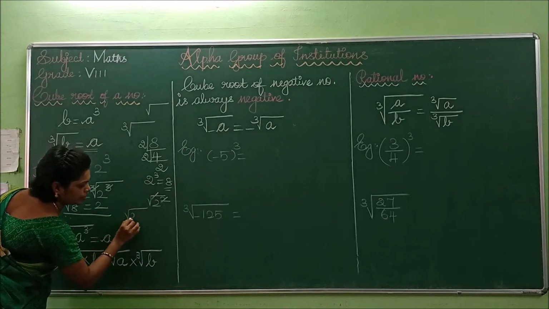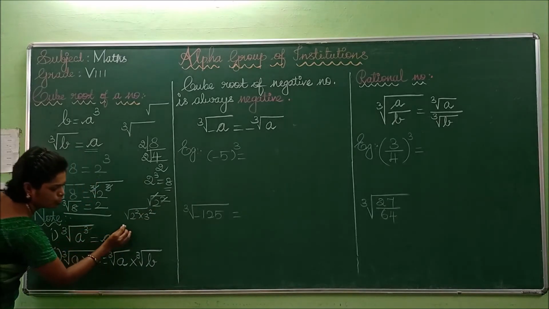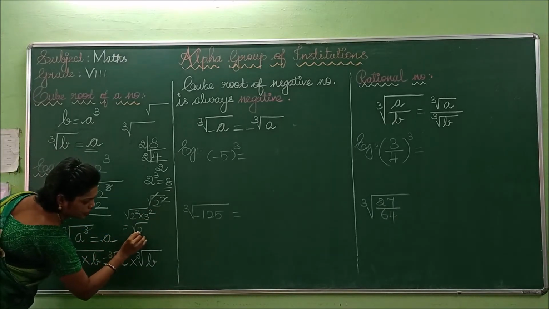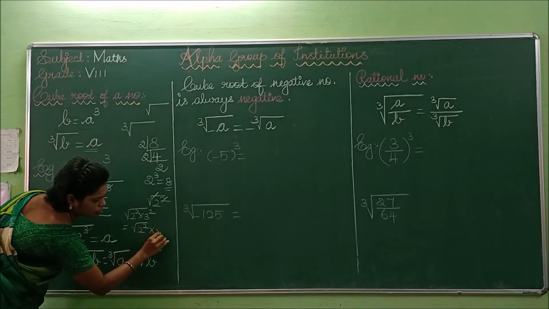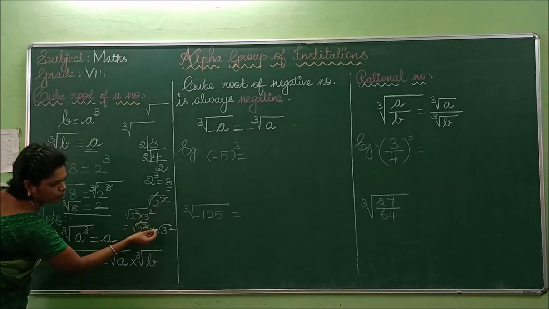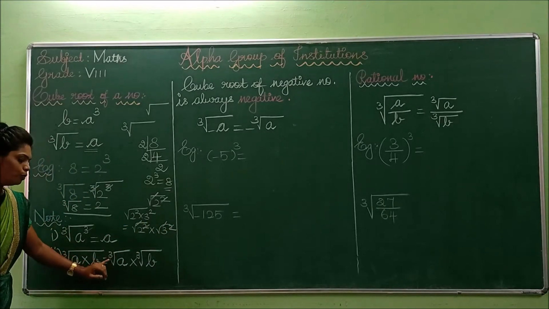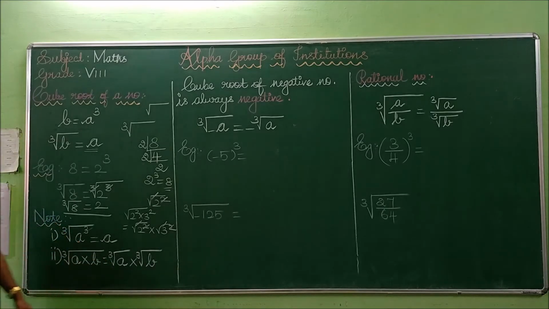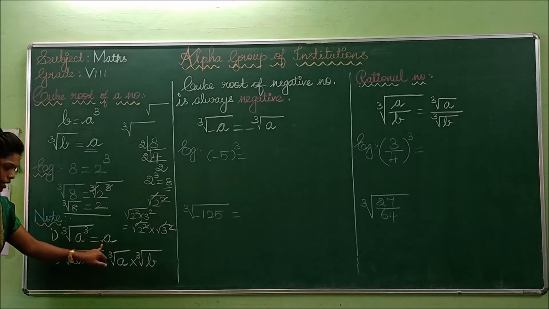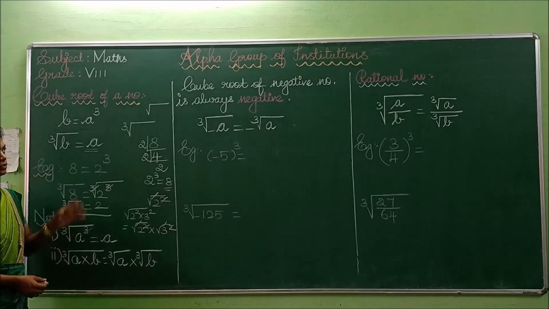So if you have square root of 2 squared into 3 squared, how can you split and write this value? You split it as the square root of 2 and the square root of 3. Then the square and the square root will be cancelled. In a similar way, for the cube root also you can split and write the product. So the cube root of a cube is a, and the cube root of a cross b is the cube root of a into the cube root of b.